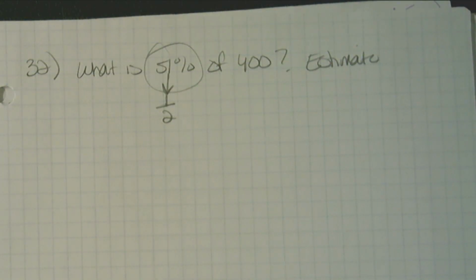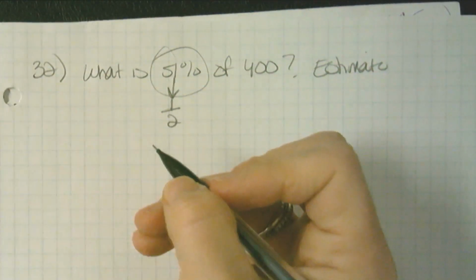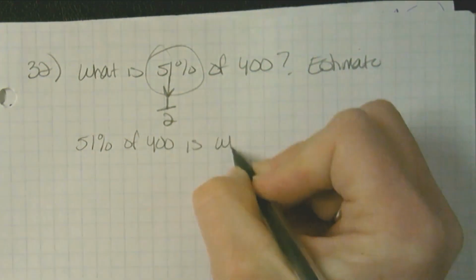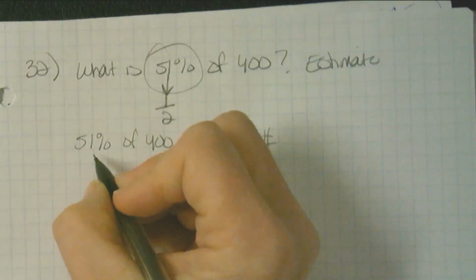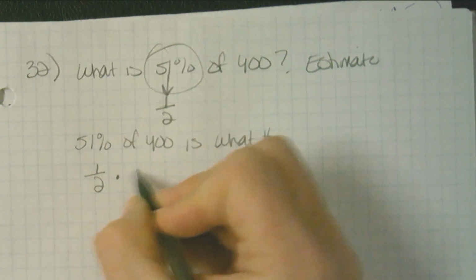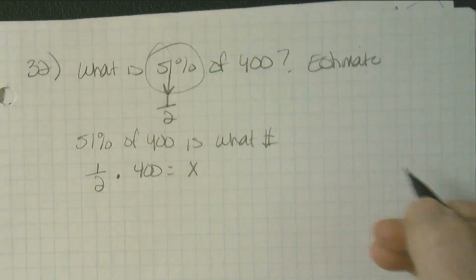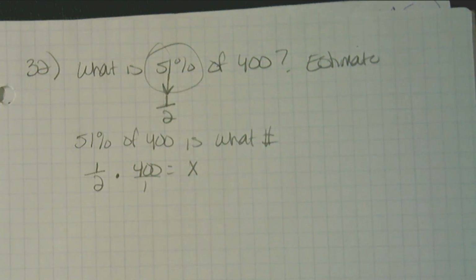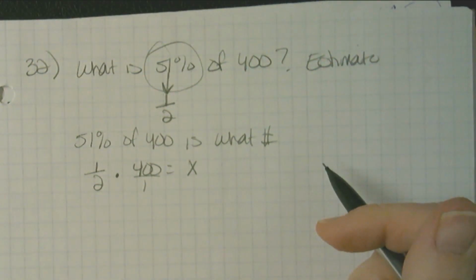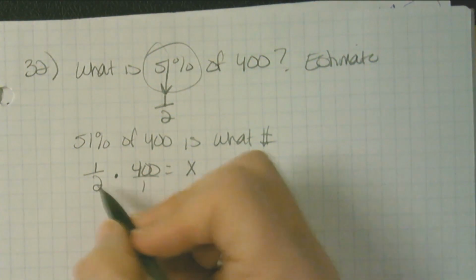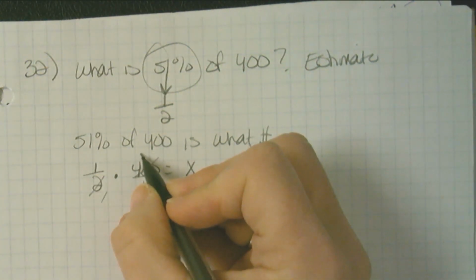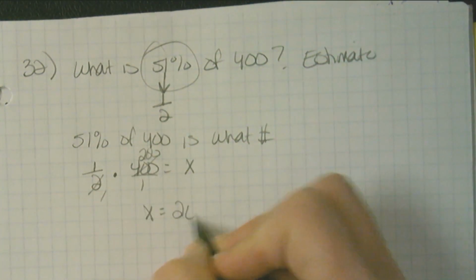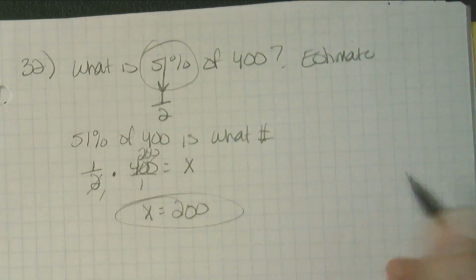I'm going to drop everything straight down. Well, first of all, I'm going to write this properly. So I have 51% of 400 is what number? I'm going to use my 1/2. So I have 1/2 times 400 equals x. Remember, when you're multiplying fractions, you multiply numerators, multiply denominators. Divide out common factors anytime you can to make your multiplication easier. 2 divides into itself once, 2 divides into 400 2 times. So 200 times 1 is 200. 1 times 1 is simply just 1. So x is equal to 200.